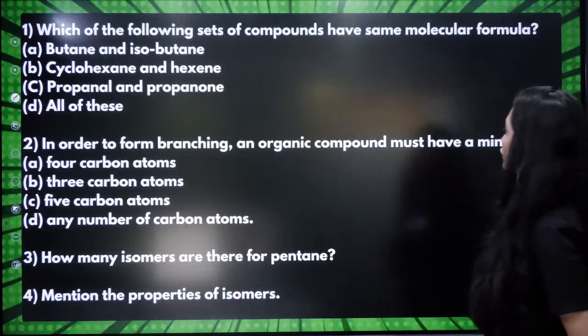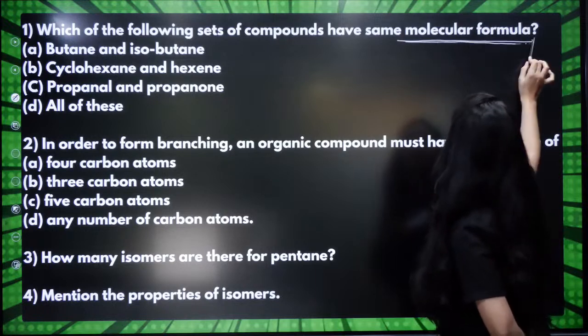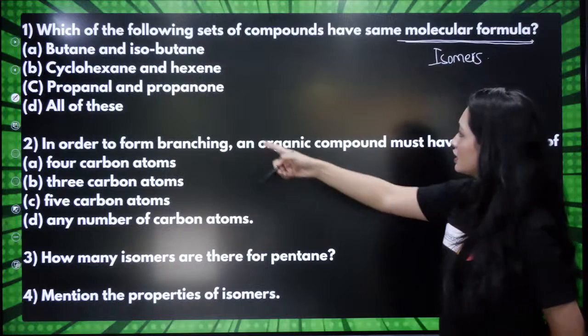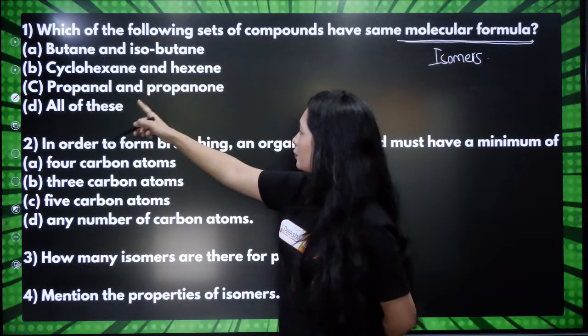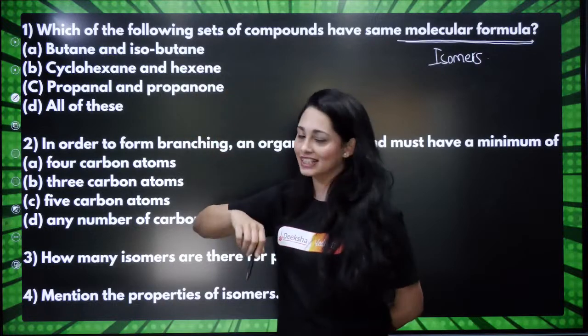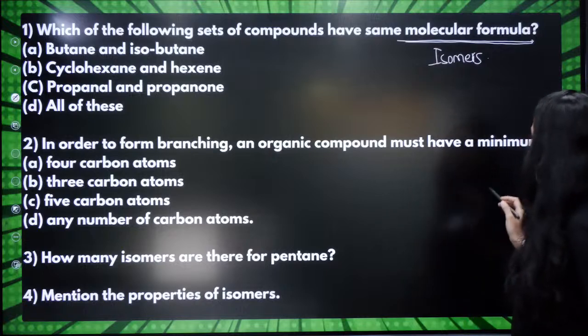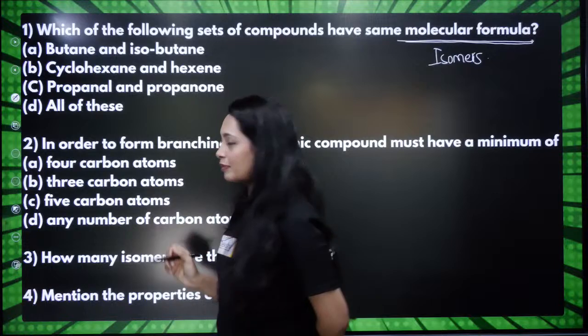Which of the following sets of compounds have same molecular formula? They are asking about the same molecular formula, which means that they are isomers. Okay, so there are options butane and isobutane, cyclohexane and hexene, propanol and propanone, all of these. Next, in order to form isomers, an organic compound must have a minimum of dash carbon atoms, 4, 3, 5, any number of carbon atoms.